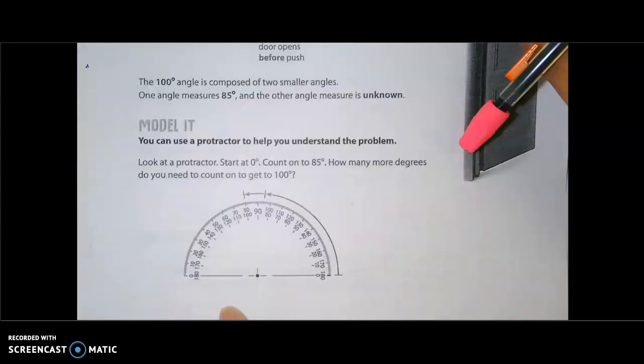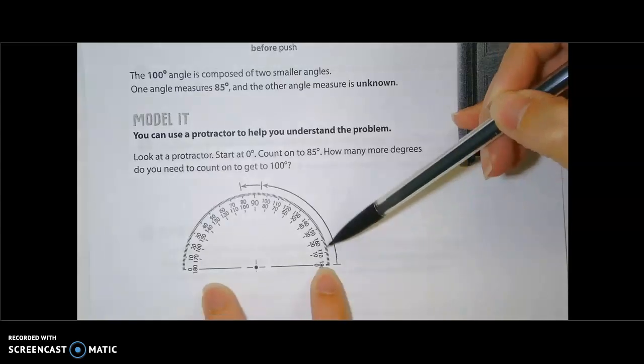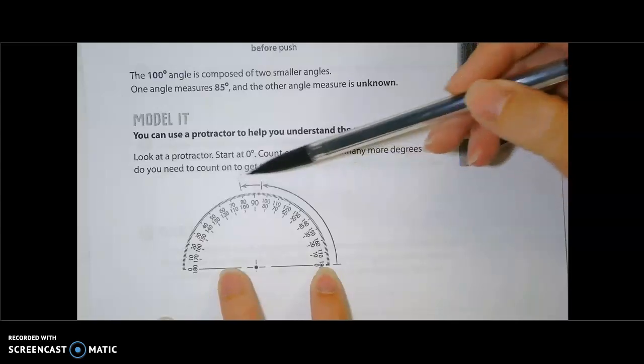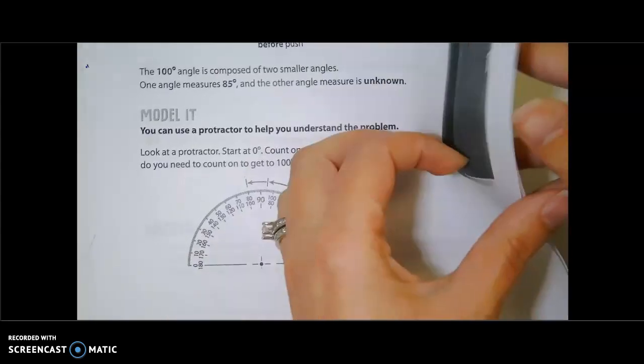We could model it. So if we're looking at a protractor, I can sit here and go, okay, well, I know that the first one got me to 85. I know I end at 100, so how many is between 85 and 100, and then solve it from there. So those are a couple of ways we could solve the problem.